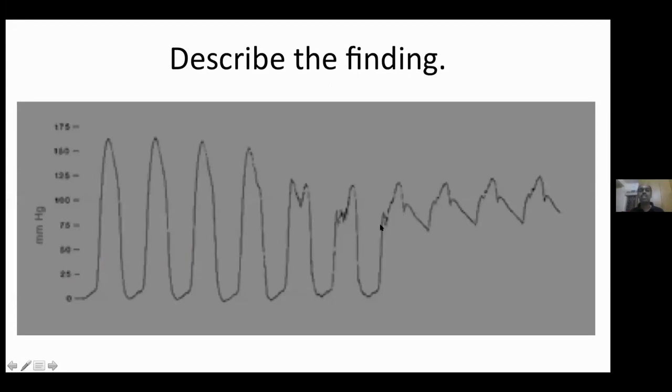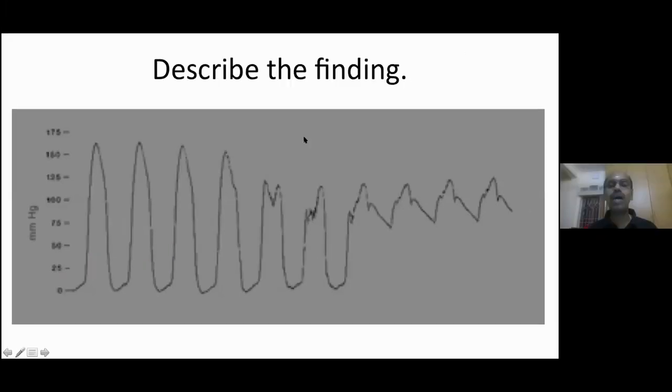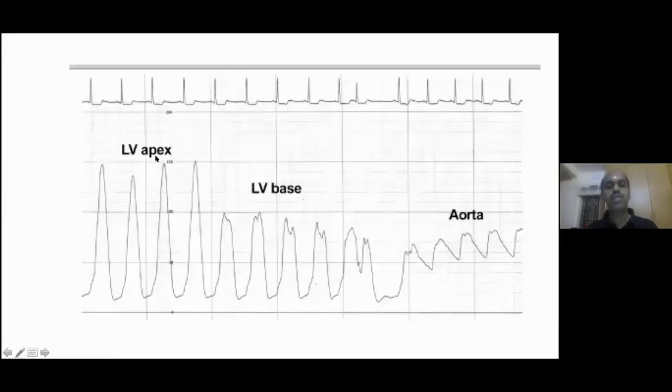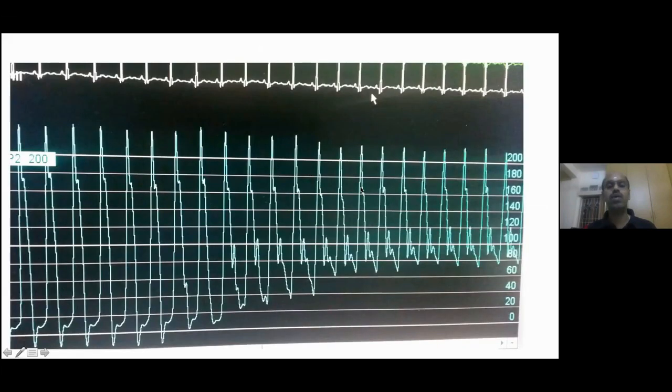So this is an indicator that this is subvalvular aortic stenosis. Subvalvular aortic stenosis will have a drop in the left ventricular pressure from left ventricular body to left ventricular outflow. So this is an example of left ventricular body to left ventricular outflow, a pressure drop. So this is subvalvular LVOT narrowing.